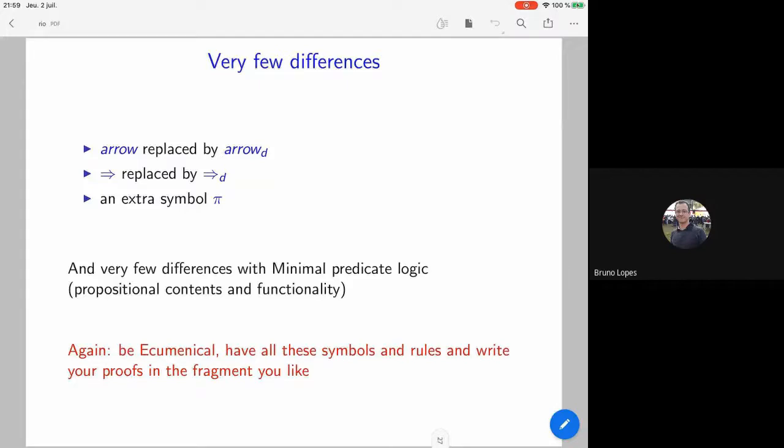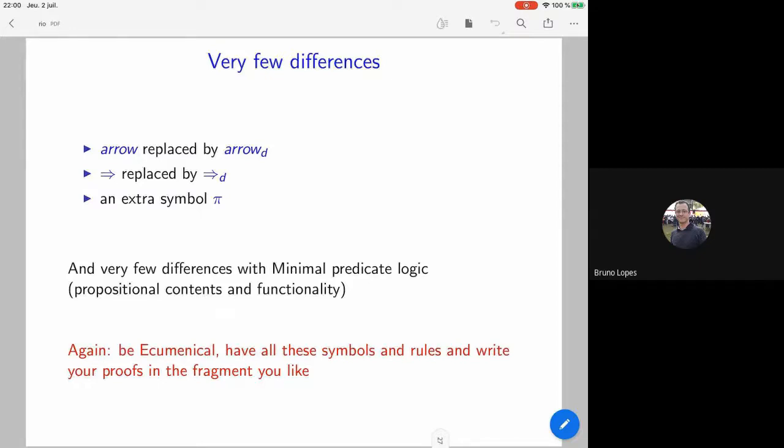And they are very easy to explain because simple type theory is basically minimal predicate logic with propositional contents and functionality. Each of these features is expressed just by 2 lines, 1 declaration and 1 rewrite rule. And again, we can be more ecumenical, because instead of making a choice between the dependent arrow or the non-dependent one, you can take both. If you want an arrow that is dependent, you use the symbol arrow D, and if you have an arrow which is not dependent, you use the arrow symbol.